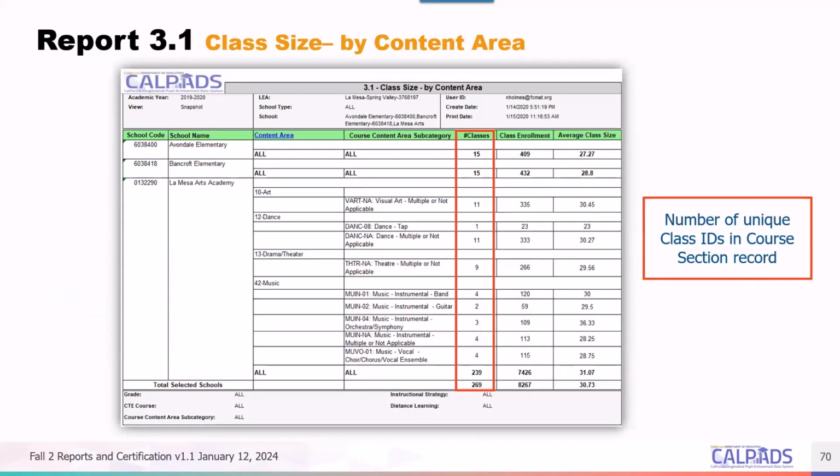Report 3.1, class size by content area. Remember, class size is reported in your SARC, and it's identified in CALPADS by your class ID. This is talked about in data population. Your class ID should be unique. If it's not, you will have exaggerated class sizes. That's something you want to be aware of.